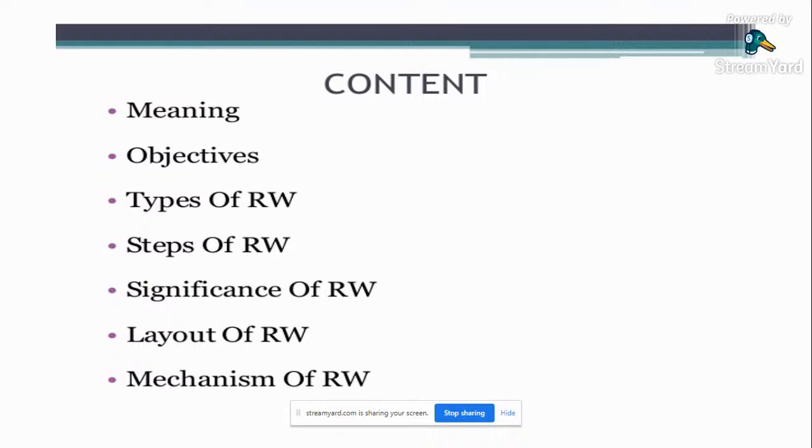I'll be discussing that. In today's topic, we'll discuss the meaning, the objectives and types of report writing, the steps of report writing, and its significance. We'll cover what should be included, what should not be there, and how we should make a report so that it looks effective. These are the things we'll be discussing today.